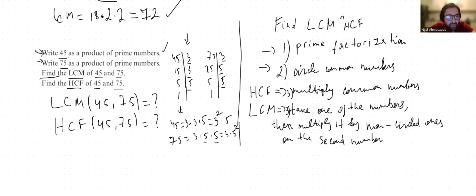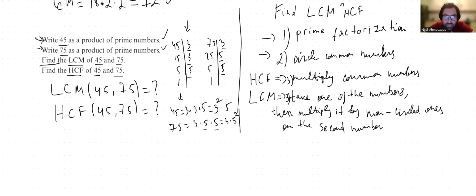Now let's start with HCF. We did the prime factorization for both numbers, and now we circle the common numbers. Is this 3 common? Yes, it has its pair in 75, so it is circled. Next 3, is it common? No, so it's not circled. 5, is it common? Yes, we have 5 here and 5 here. The second step is done.